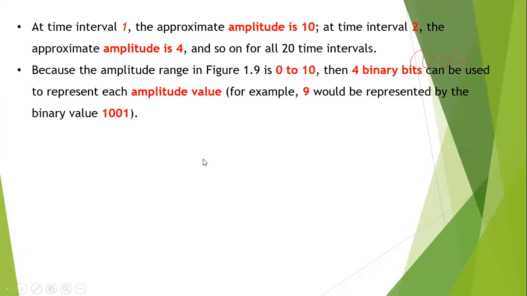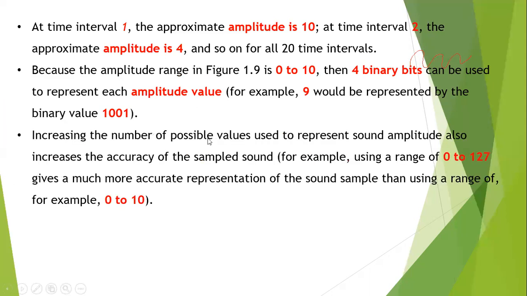Because the amplitude range in figure 1.9 is 0 to 10, 4 binary bits can be used to represent each amplitude value. For example, 9 would be represented by the binary value 1001. In your course, this sound sample will be given. Increasing the number of possible values used to represent sound amplitude also increases the accuracy of the sampled sound. For example, using a range of 0 to 127 gives a much more accurate representation than using a range of 0 to 10.